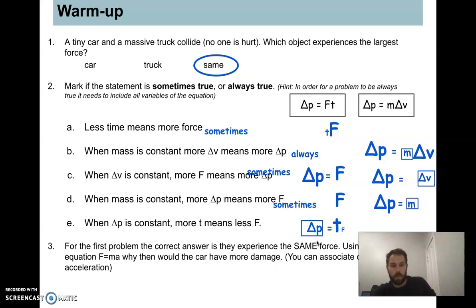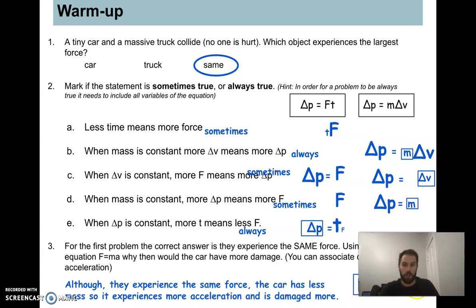Using the equation F equals ma, why then would the car have more damage? We could associate damage with acceleration. So if we have the same force between the car and the truck, but the car absolutely has less mass, then in order for it to still have the same force, it has to experience a way larger acceleration.